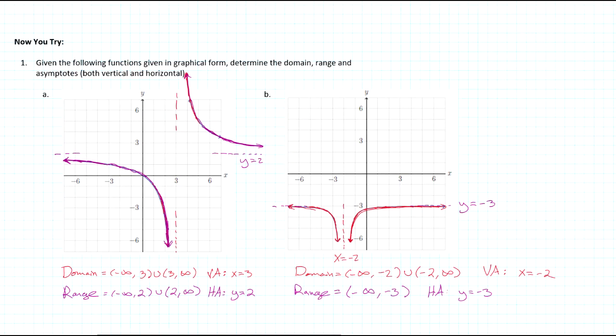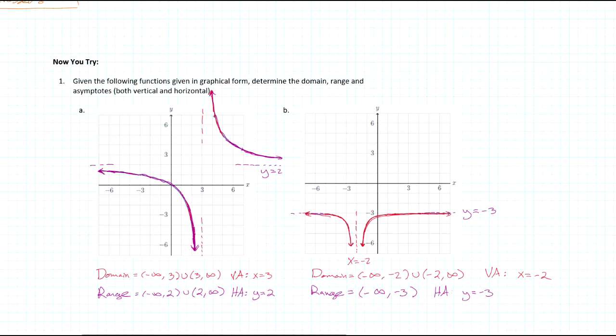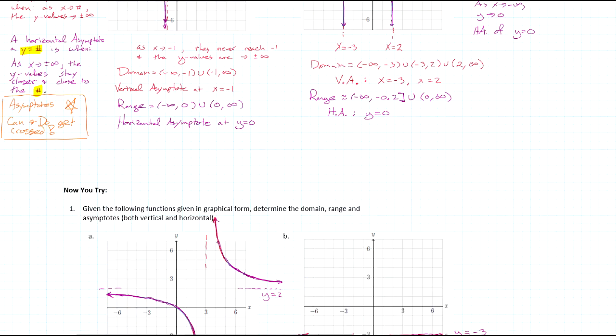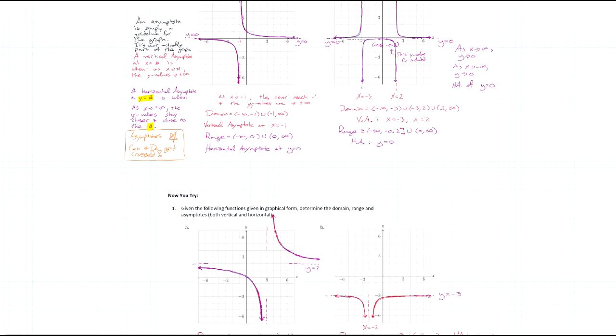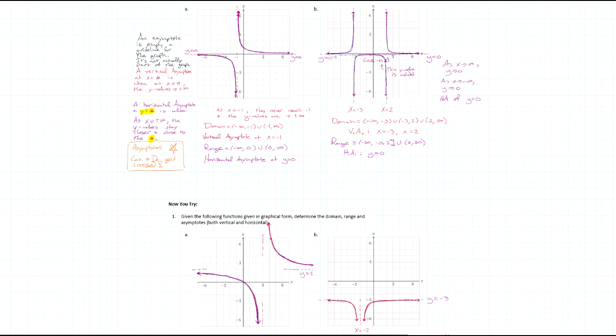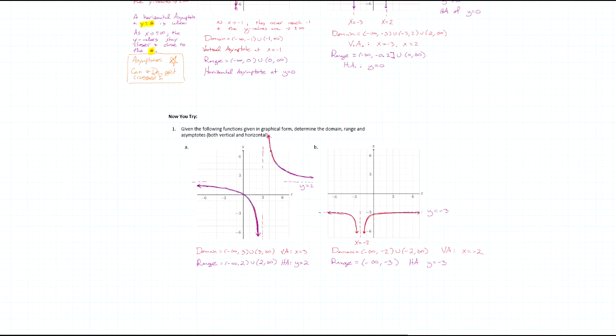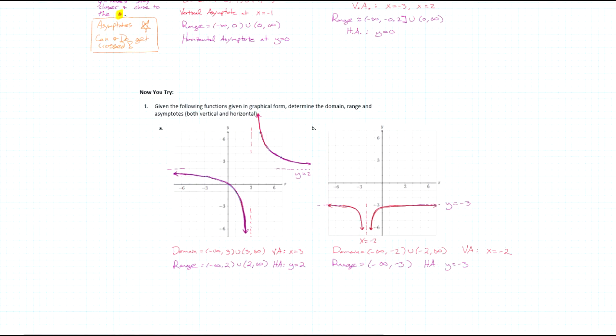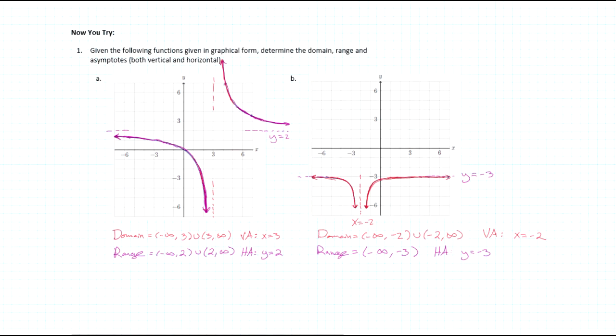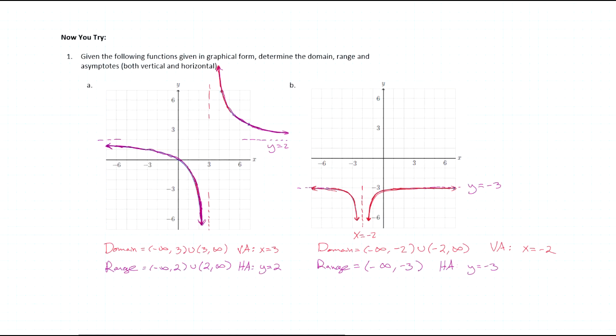Nice. And so these are some typical functions you see often in the Now You Try. We can kind of expect these kinds of shapes as we graph different rational functions. But that's it for this video. This is everything that we need for this specific problem.